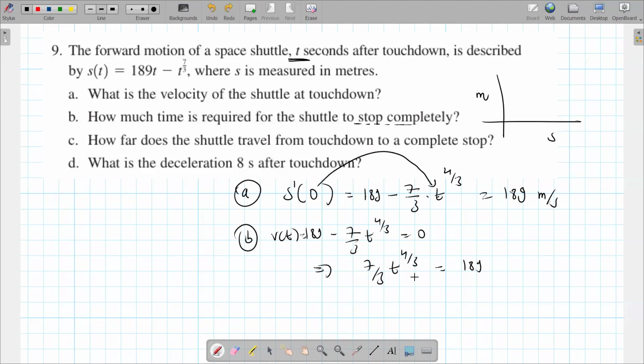How do we solve this for t? You divide by 7 over 3. Okay, so let's get rid of the 7 over 3. What's next?